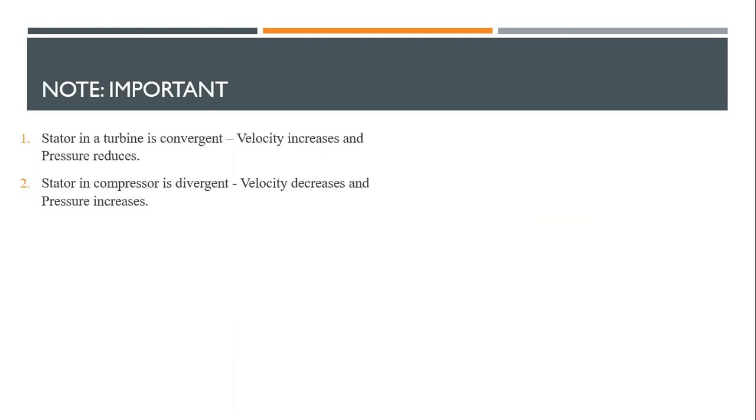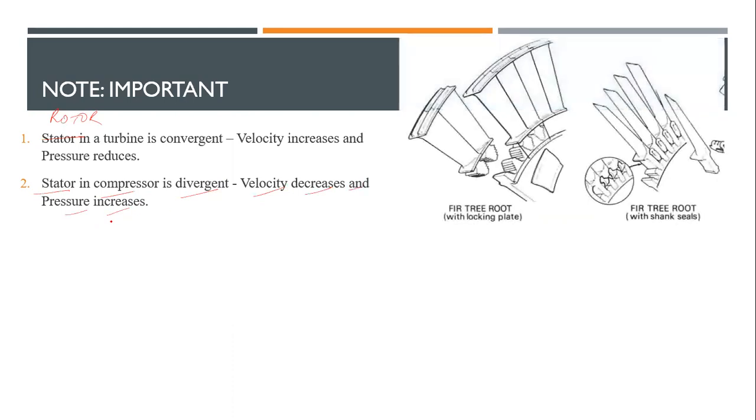Stator in a turbine is convergent. Velocity increases as the pressure reduces, but the rotor, the stator, no, this will be the rotor. This is the rotor. Stator in the compressor is divergent. Velocity decreases, pressure increases. You can see these are attached to the turbine. As I told you, the rotor is attached to the compressor, and the compressor is attached to the turbine. So they are attached to the engine by this method.